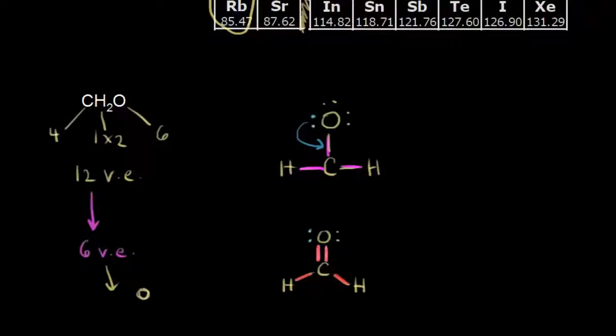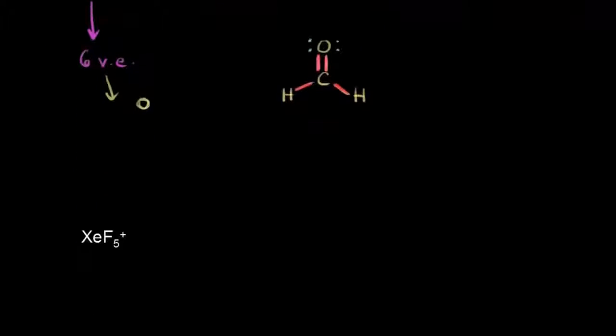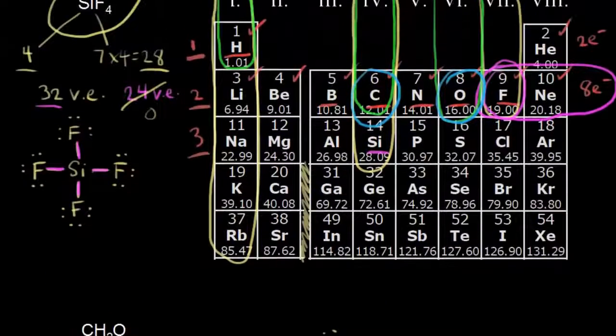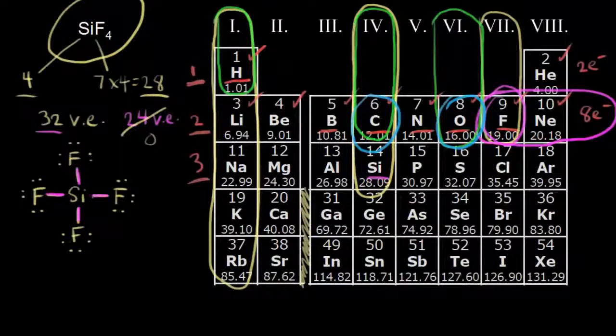All right, let's do one more example here. Let's look at, this time, an ion. So this would be the xenon pentafluoride cation here. So we need to look and find xenon and fluorine on our periodic table, so we can figure out how many valence electrons we're dealing with here. So let's find xenon first. Okay, so here is xenon. It is in group 8, so 8 valence electrons for xenon.